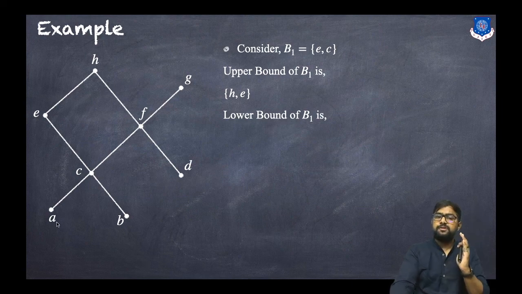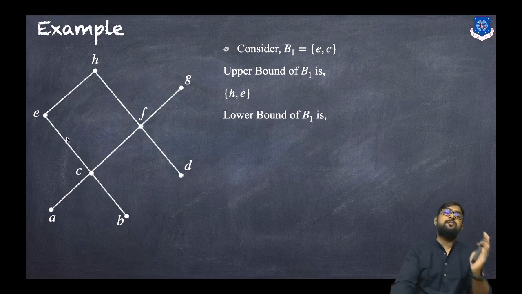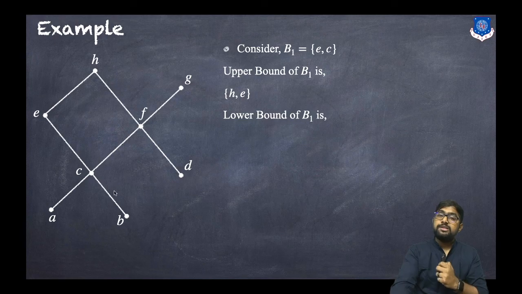Yes. So first go to A to C, then C to E. So yes, A is a lower bound. Now then just B. Now can we go from B to C? Yes. And can we go from B to E? Yes. So it is also a lower bound.